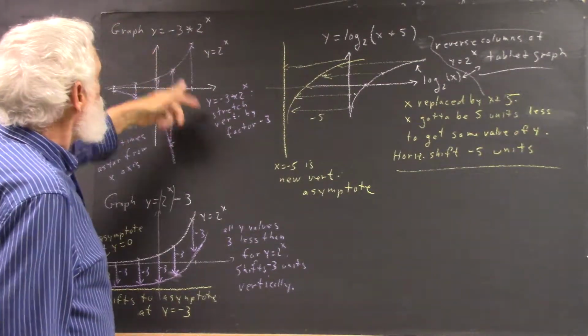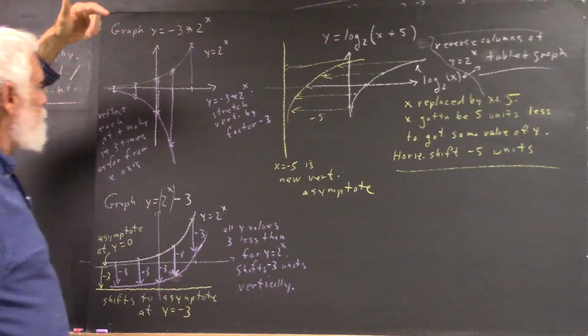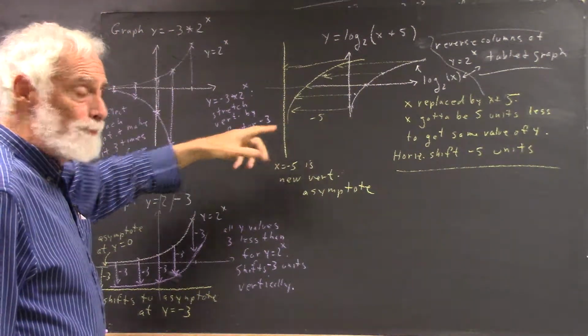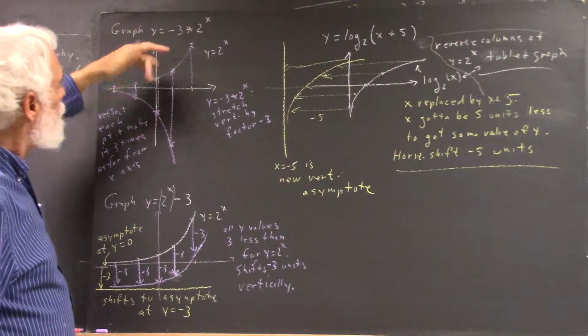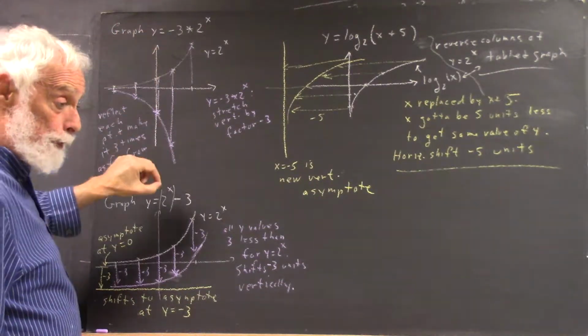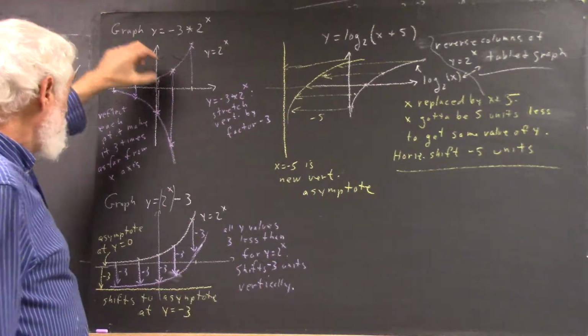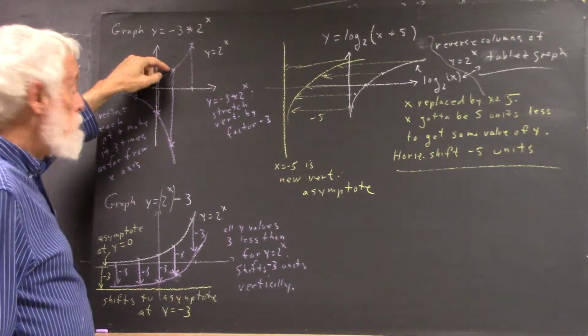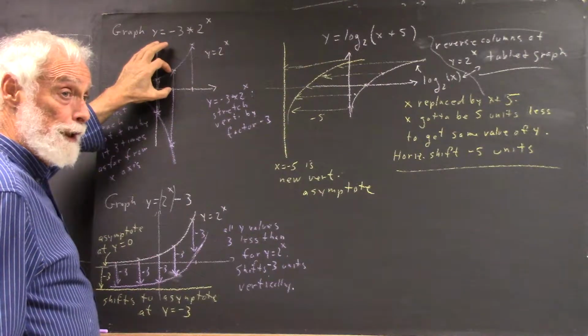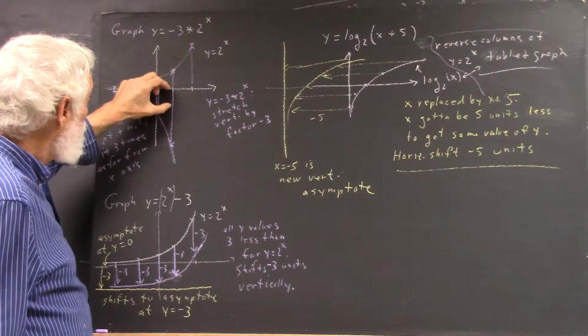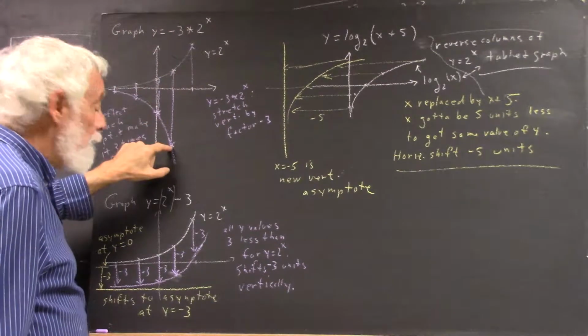Meaning that you're going to stretch this thing vertically by factor negative 3. Every point is going to flip over to the other side of the axis and become 3 times as far from the x-axis. So this point is this far from the x-axis. You flip on the other side and you go that far 3 times and you have the new point.